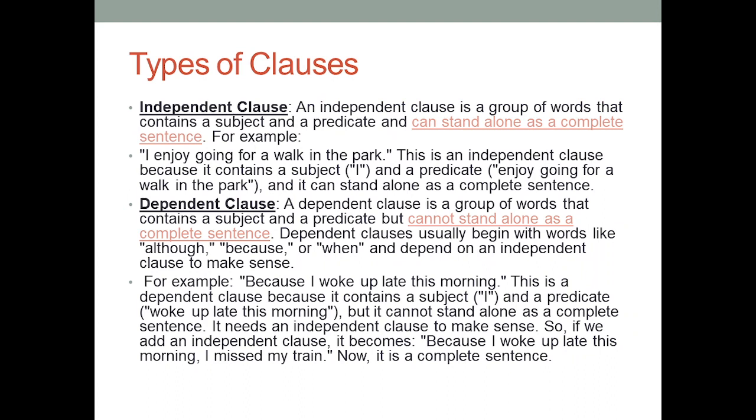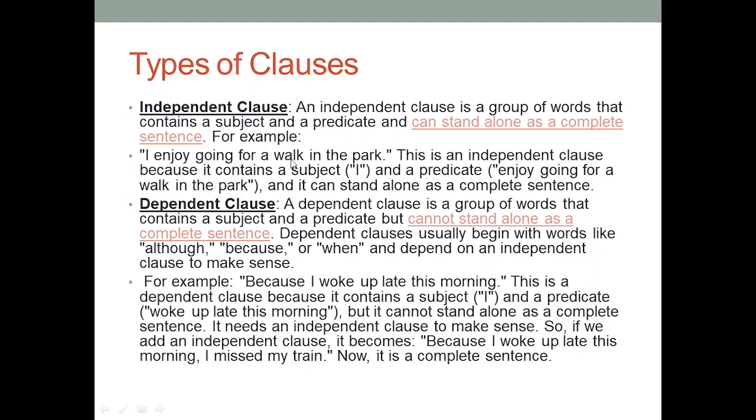Types of clauses. First, independent clause. I've just explained the definition, but we will go a bit deeper now. An independent clause is a group of words that contains a subject and a predicate. It can stand alone as a complete sentence. Okay, we have learned that. We will cover the example.